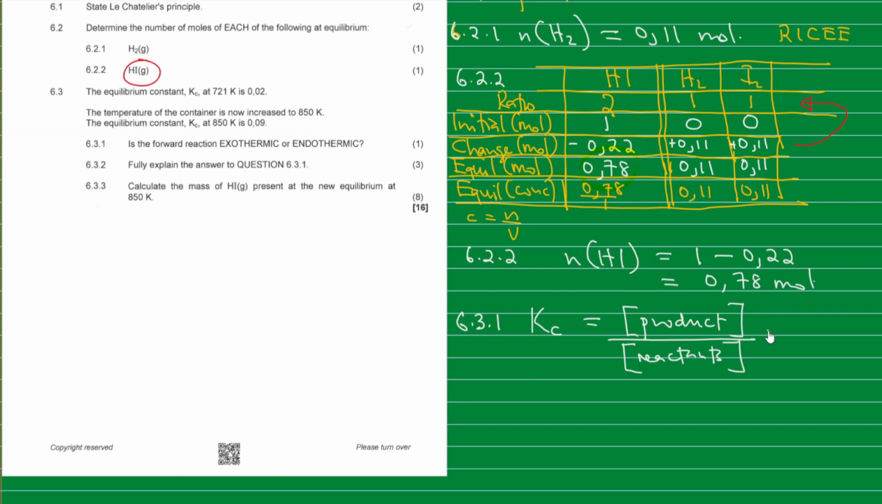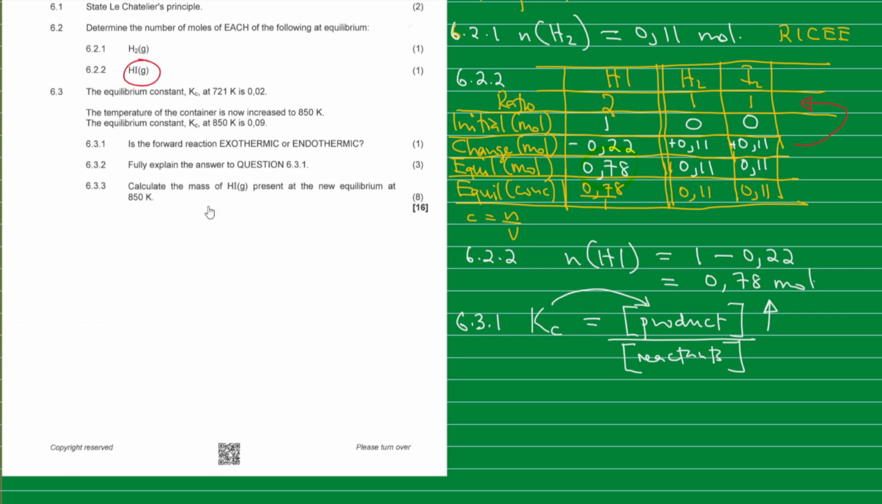We are actually increasing the products. So a change in the Kc implies that the reaction is a forward reaction. We are forming more products. In other words, the numerator here is increasing. So when we form more products, it means that we are favoring a forward reaction.